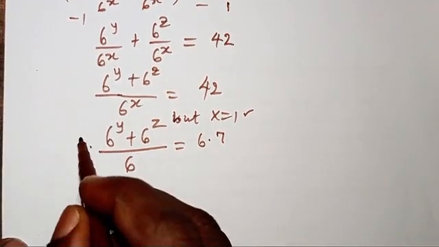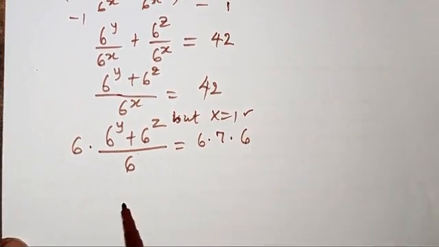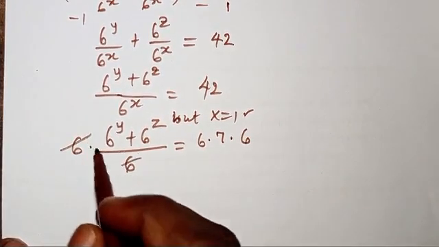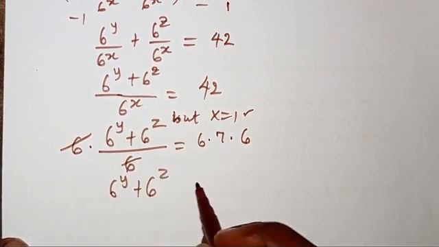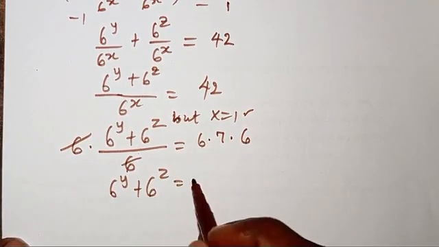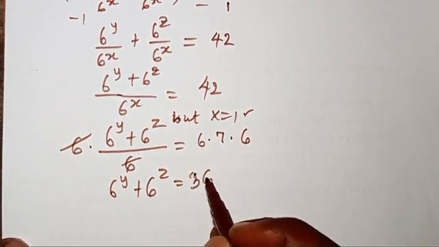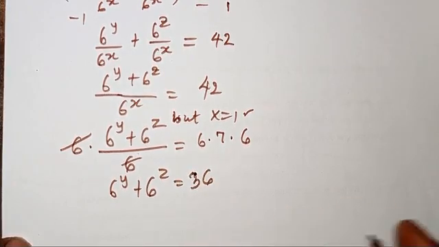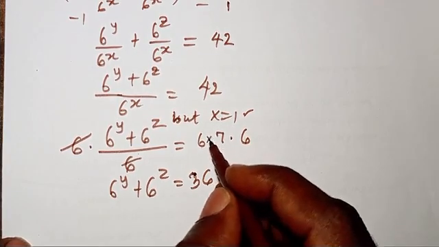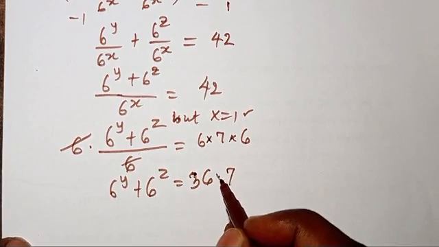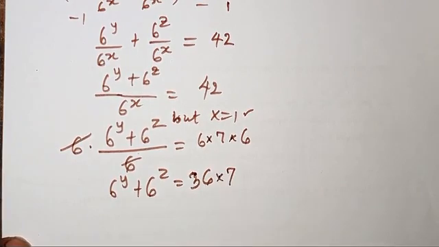You can see that I'm going to multiply this by 6, then multiply this one by 6 too. So we cancel this. You have 6 to power y plus 6 to power z equals 6 times 6, which is 36, then multiplied by 7. So this is multiplication. Please don't make the mistake. This is multiplication. Are you following?